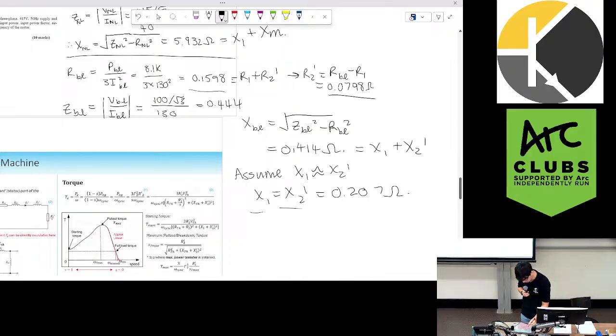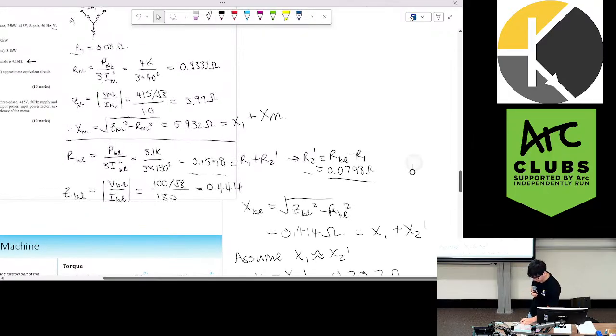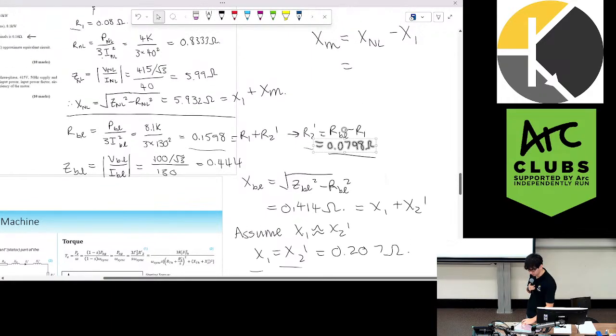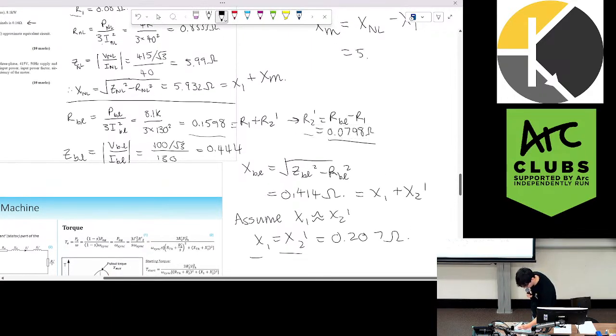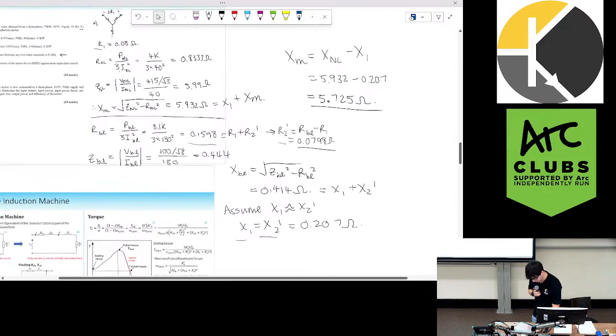So we found X1, X2 dash, R2 dash, R1. The last thing to find is XM. So XM we know is X no load minus X1. And now from our blocked rotor test, we actually know what X1 is. So this is the last thing. We can do no load which is 5.932 minus X1, which is 0.207, and that gives us a value of 5.725 ohms. Great. So that is all of it.